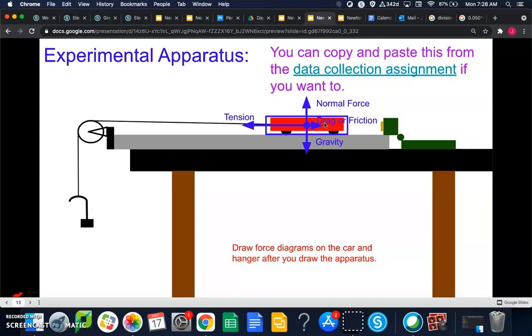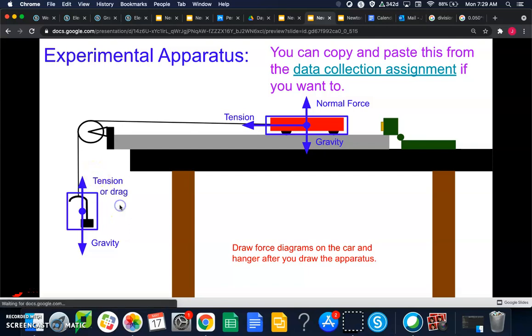But keep in mind that there probably is some drag or friction on the car as it moves to the left. Okay, and so then we're also going to draw a net force diagram on the hanger. We know that we've got gravity pulling down on the hanger, and we know that we have tension pulling back on the hanger. That's from the string. And again, maybe you included some drag with your tension. I'm just going to use tension for mine.